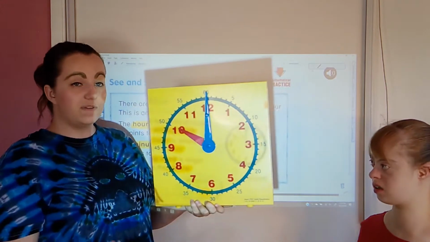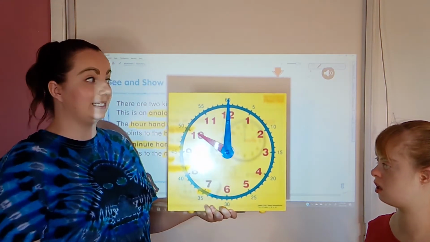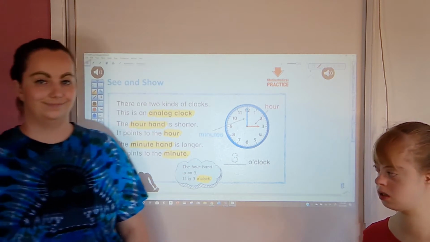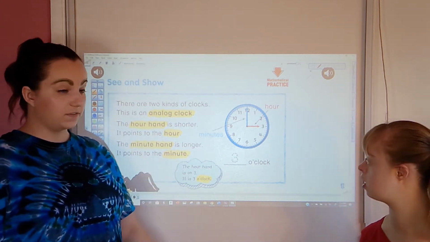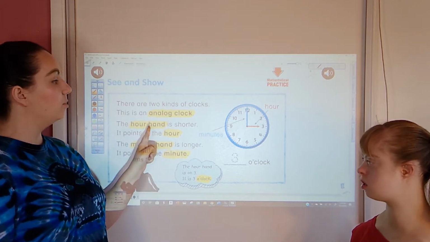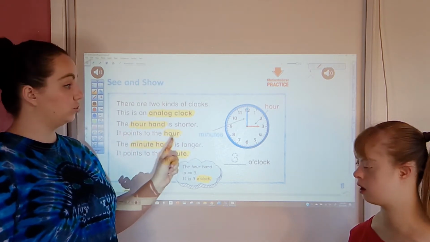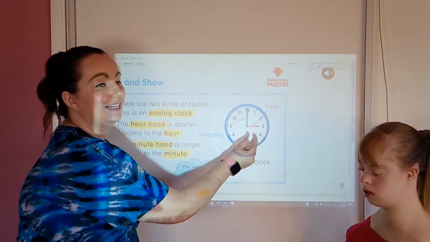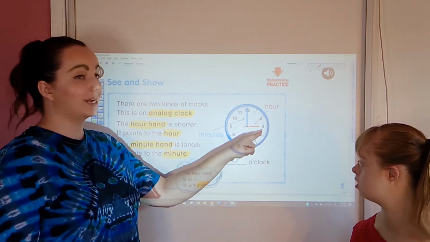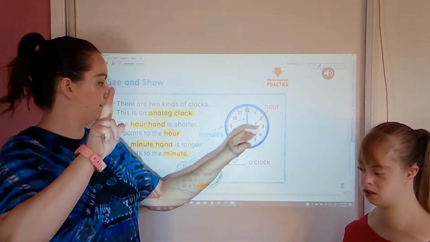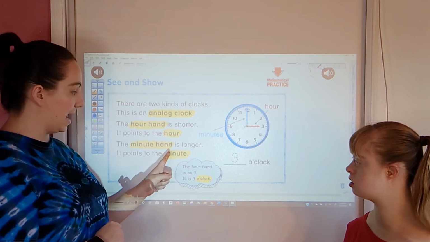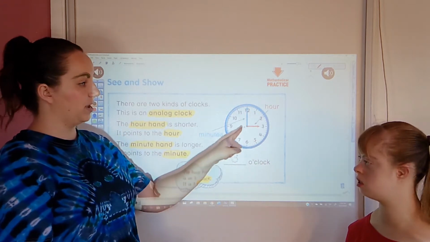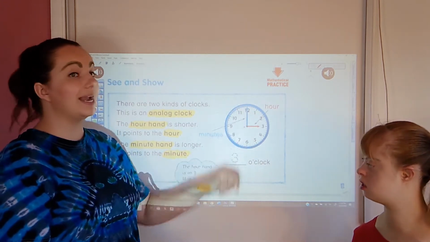Okay, hopefully we've had some practice, because we're going to continue to practice now using our lesson on the board. Okay? So, like we just reviewed, our lesson says the hour hand is shorter. It points to the hour. Yep, we practiced that. Right there, that's the shorter hand. It's the hour hand. And it's pointing to what number, Kaylee? 3. Very good. Then it says the minute hand is longer. It points to the minute. So there's the longer minute hand, pointing straight up at the 12.